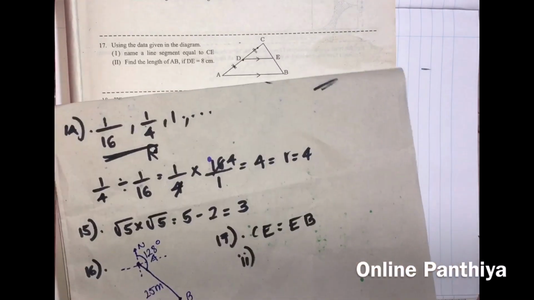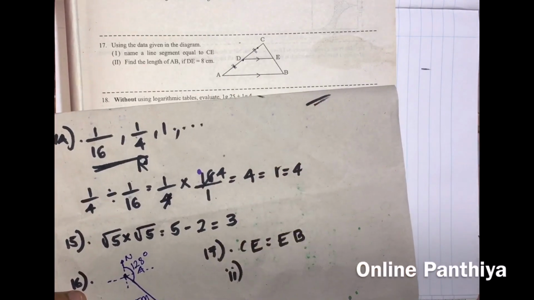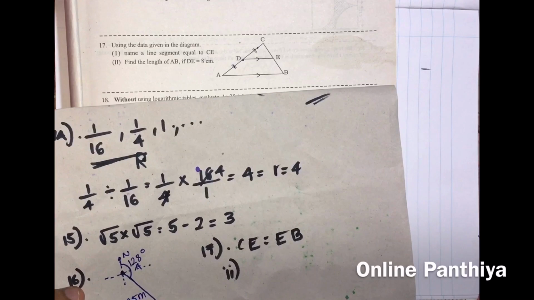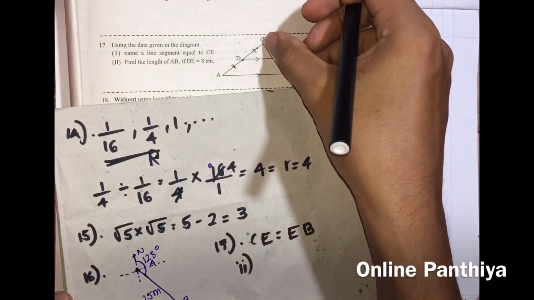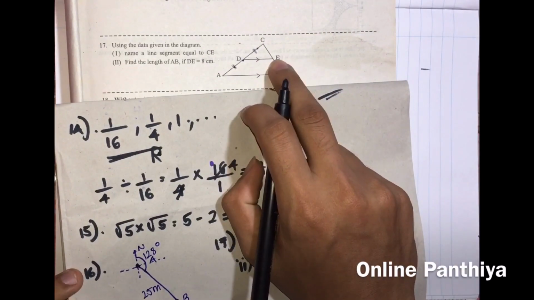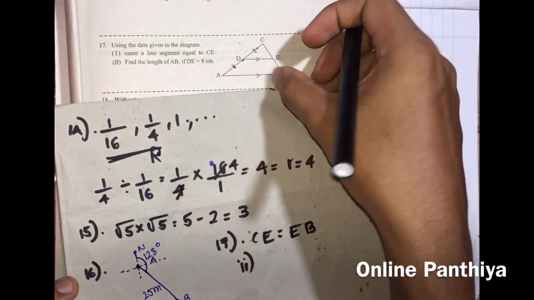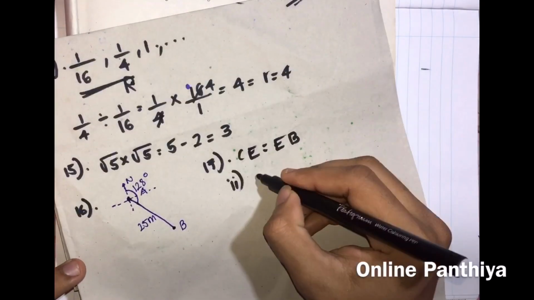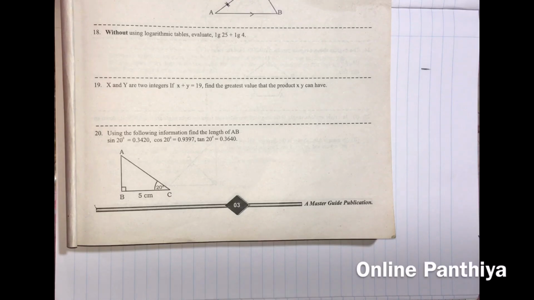So you have two parts there. The second part: find the length of AB if DE is equal to 8 cm. Okay, you have one more theorem, one more condition, like this. I told you that this meets the midpoint, right? The other thing is that the length of DE is equal to half the length of AB. Then if DE is equal to 8, AB is equal to 16 centimeters. Simple. Okay. Next, you have to find the answers without using a logarithmic table.